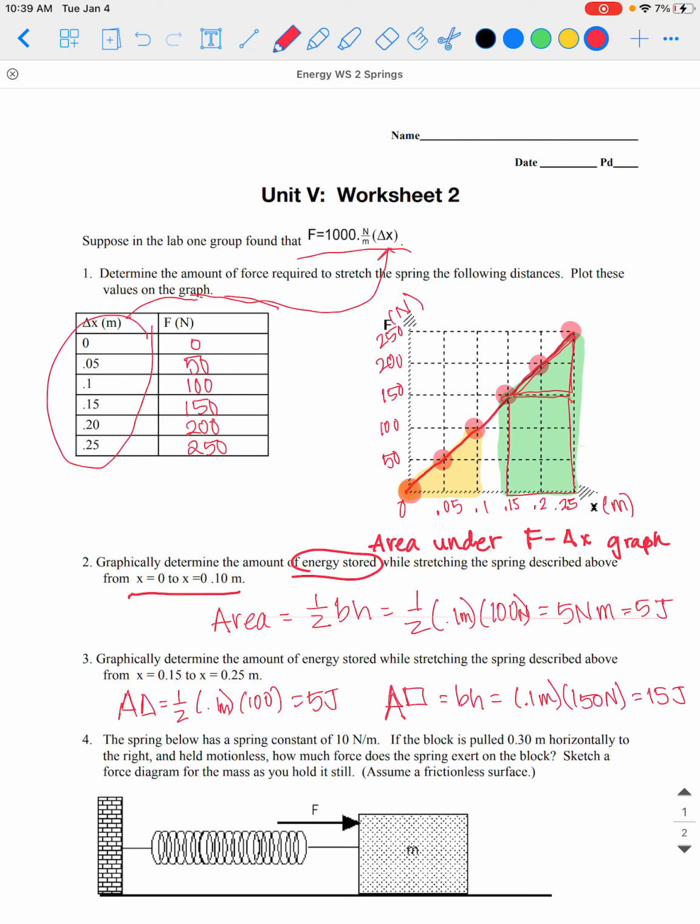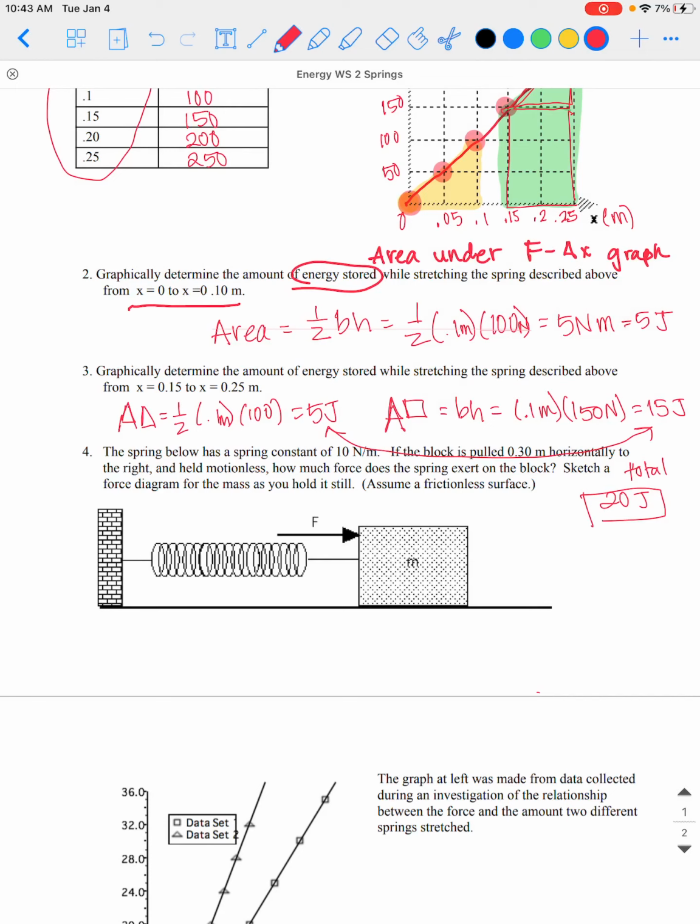And then, of course, we're going to have to add these two together. 5 plus 15 equals 20 joules. All right, so we're going to go on to question number 4. It gives us a diagram and it gives us some information as well.